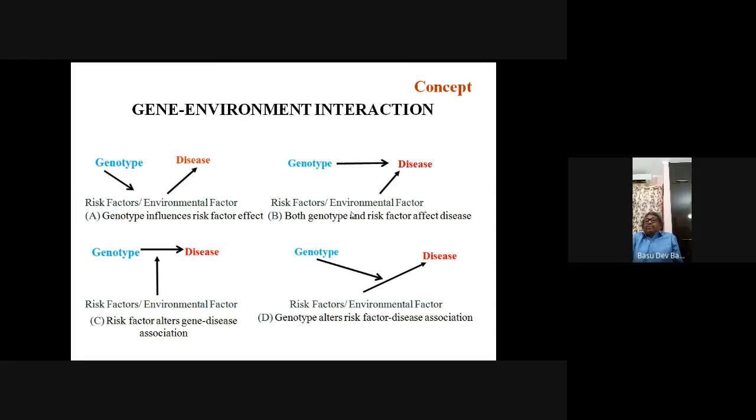We now have four situations. In one, genotype with the help of a risk environmental factor converts into disease. In another, the risk factor or environment is mainly causing disease, and genotype comes in the way of affecting the disease. The third situation is that genotype is mainly responsible for disease, and environmental factors stimulate or decrease this phenotypic effect. And the last concept is that the risk factor converts into disease, and genotype may help as one of the stimulators for this whole system. So these are the four concepts.